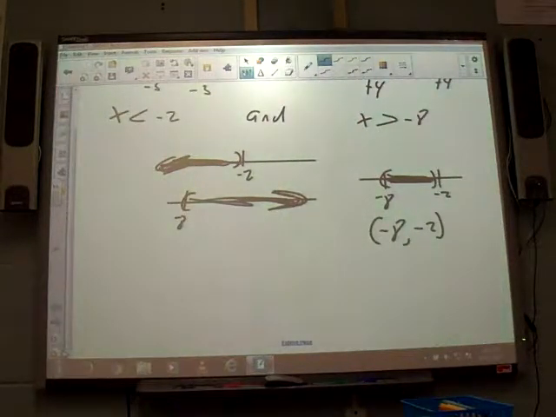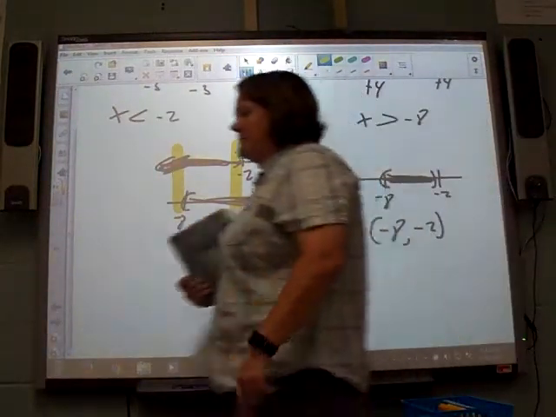Okay, only the part where they overlap. So it's like if I took that section in there, right? That's the only part that both lines were shaded on. Does that make sense?